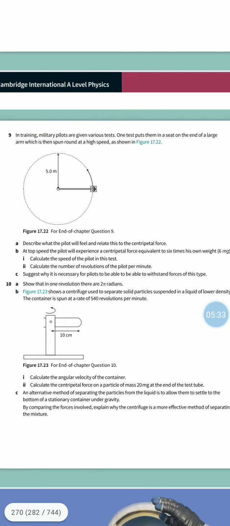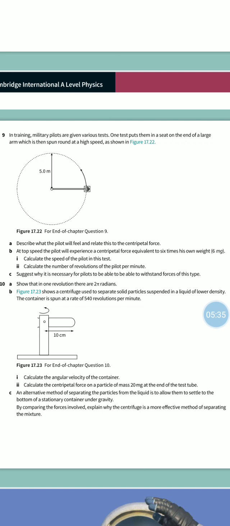In training, military pilots are given various tests. One test puts them in a seat on the end of a large arm, which is then spun round at high speed as shown in figure 17.22. Because they have to actually undergo this severe training, because they have to do spinnings to escape the fire of the other aircraft. So if you ever become a pilot, and if there ever was a war, and if you were required to do this, then you might need this.